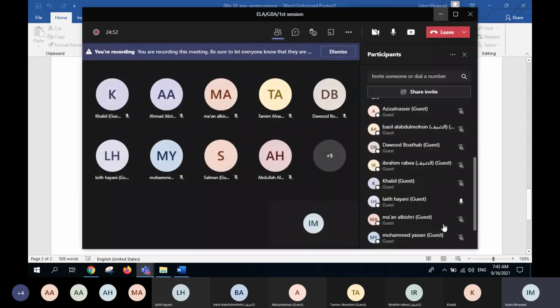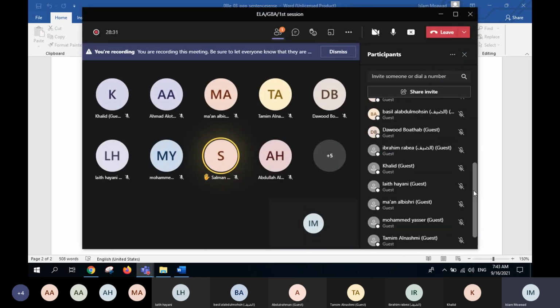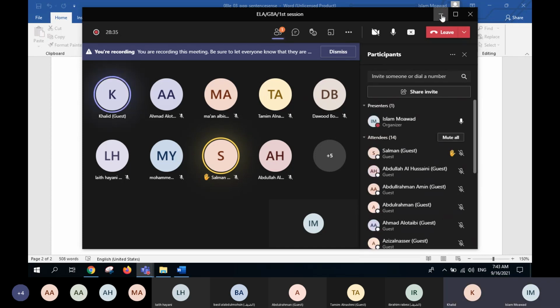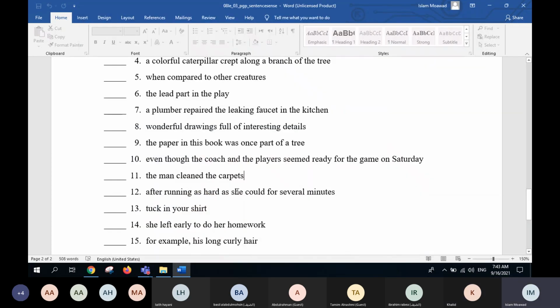Let's give number 12 to Khalid. Can you hear me, Khalid? Yes. Okay, number 12. After running as fast as she could for several minutes. Fragment, thank you, because the meaning is not complete. After running, what happened? Nothing. Number 10 is a fragment. The meaning is not complete.